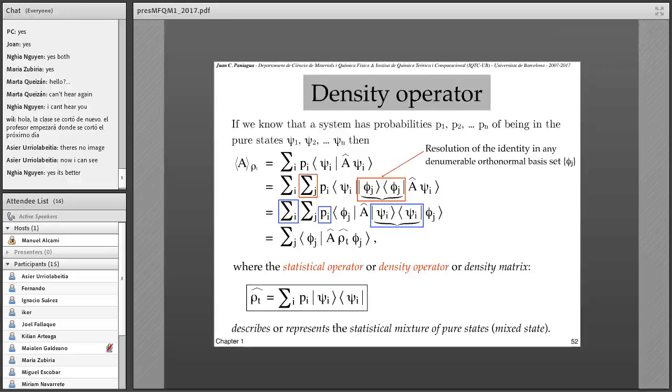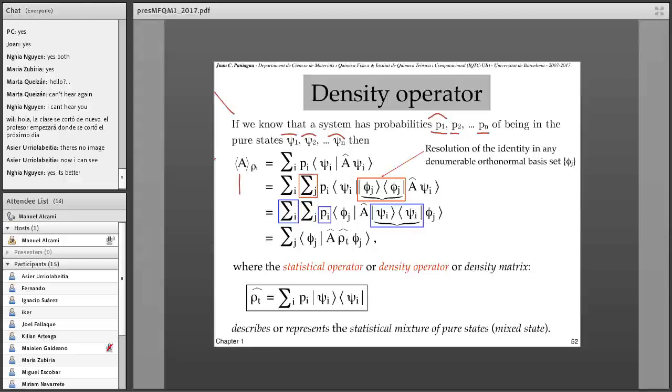Density operator. We are now reaching an interesting point in which we will see how to deal with systems for which we cannot specify a single state vector, so we cannot say which is the pure state of the system. Let's consider a system that has probabilities P1, P2, ..., Pn of being in the pure states psi 1, psi 2, ..., psi n. And let's calculate the expected value of some property A in that physical situation.